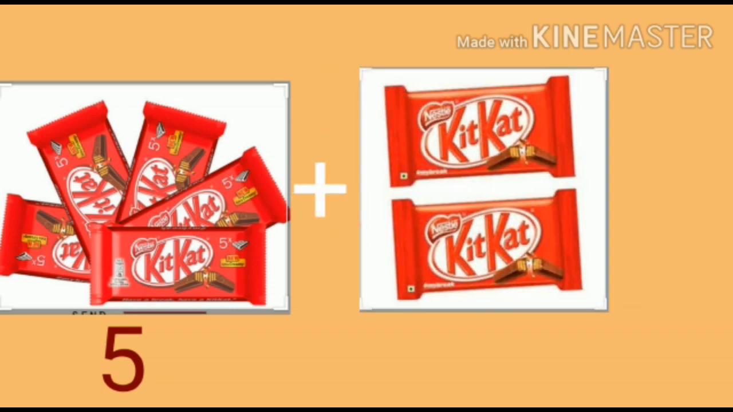Example 6. Here are some chocolates on the screen. Come on, let's count. 1, 2, 3, 4, 5. And tell me, how many chocolates are here? 5. Here are 5 chocolates. Now, 2 more chocolates are given by your friend. So, how many chocolates are all together?